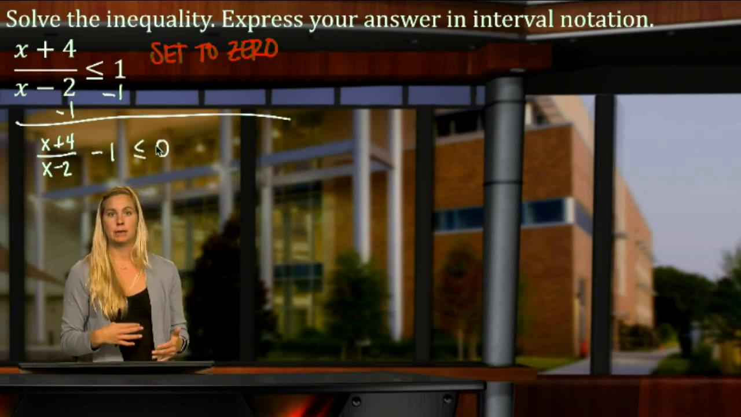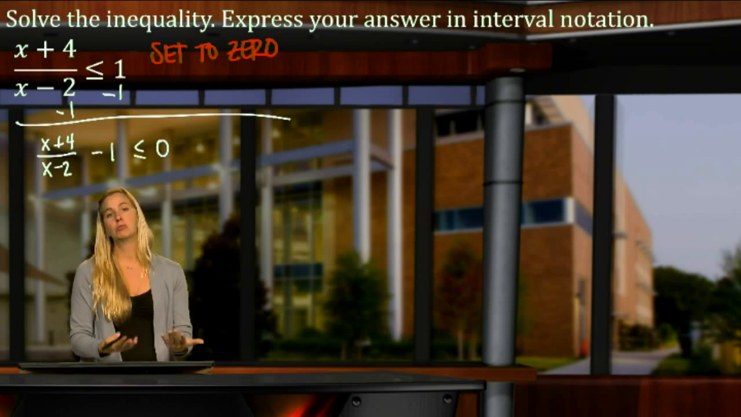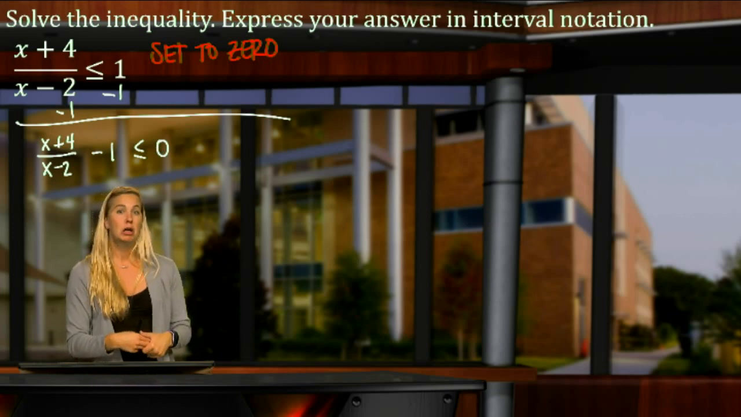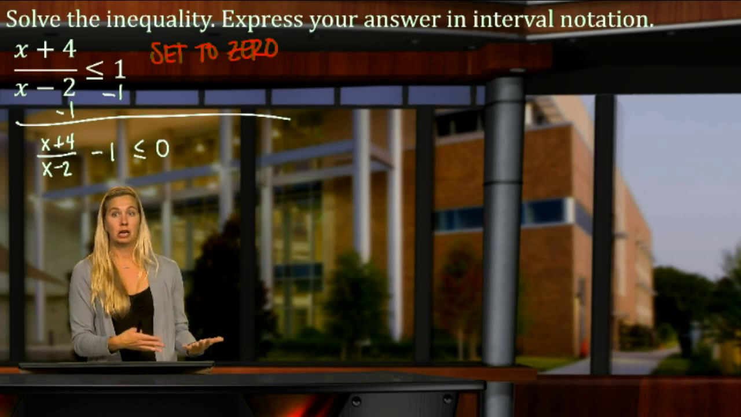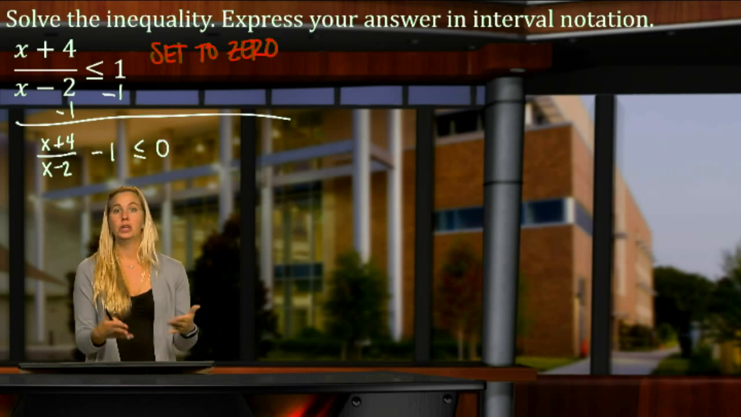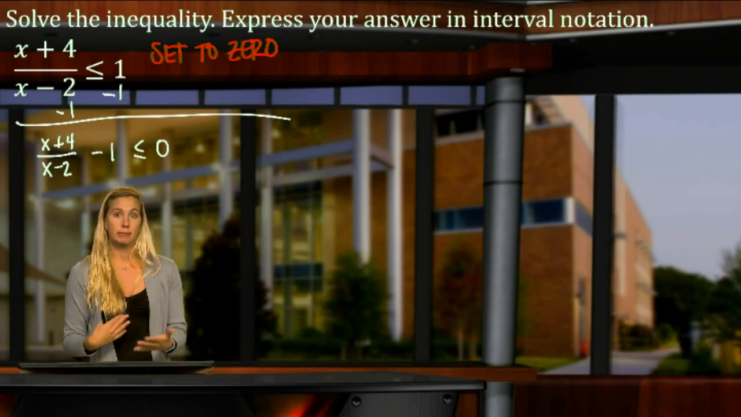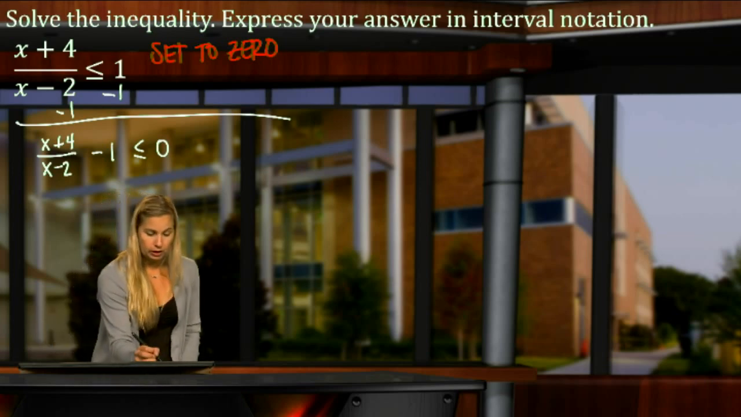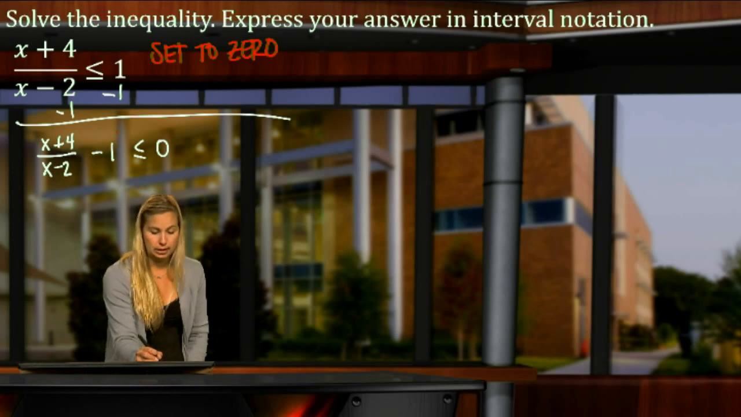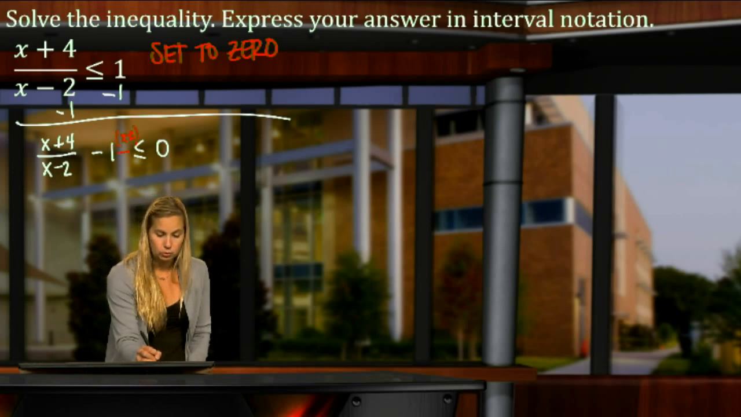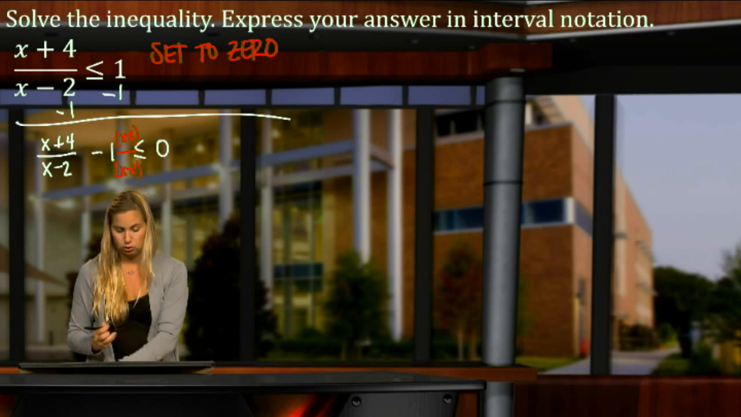Now, in that previous example, we talked about finding the zeros of the numerator and the zeros of the denominator, but we only had one fraction. Here we've got a fraction and a constant. We need to combine those and write them as one fraction, and we use a common denominator to do that. For this, the common denominator is going to be x minus 2. So we're going to multiply that -1 by x minus 2 over x minus 2.